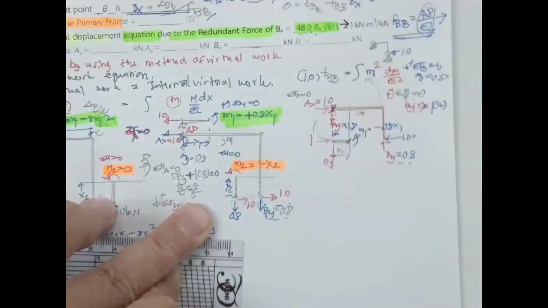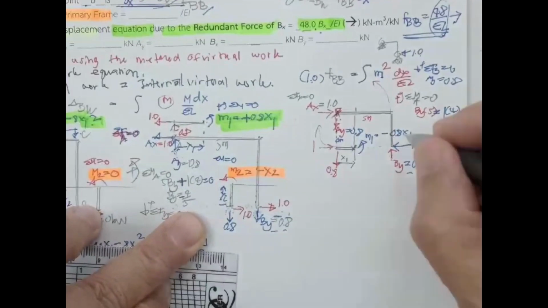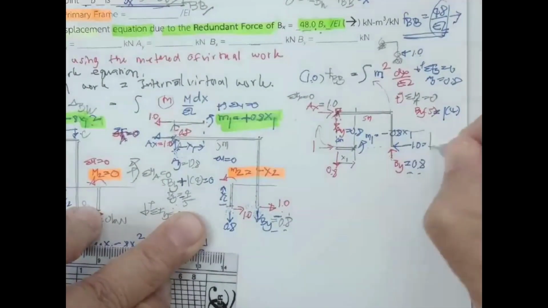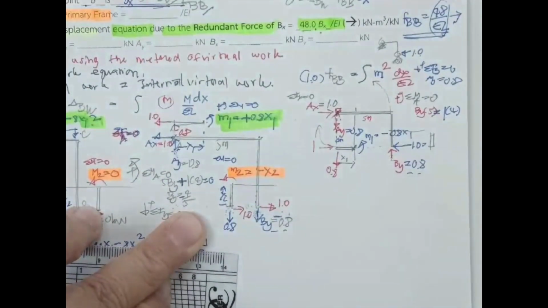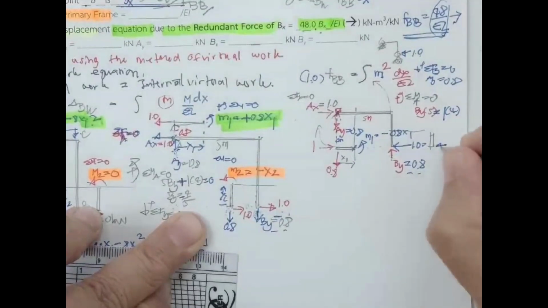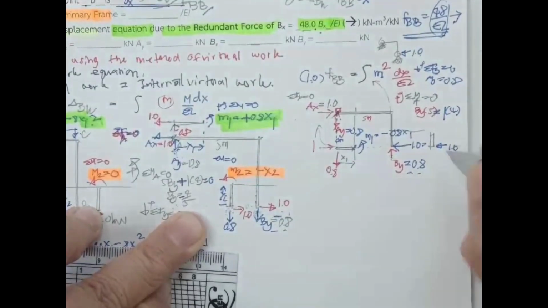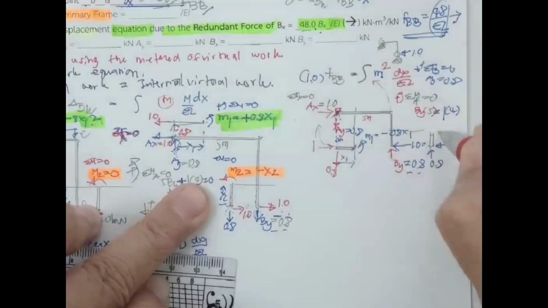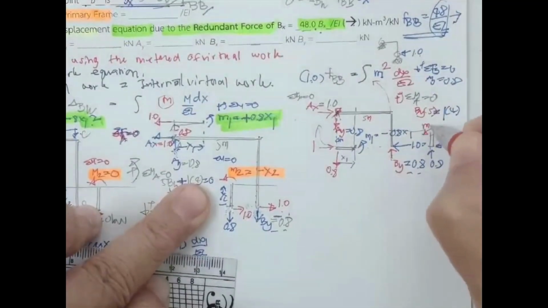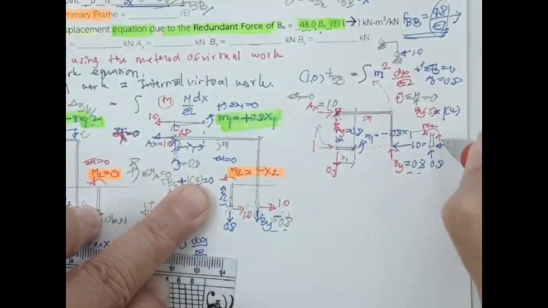And let me zoom in. You have this one cut this portion, and this is subjected to 1.0, and this is 0.8. So this is gonna be your M2. Now, this is gonna be opposite direction. This is X2, and this is gonna be positive X2.